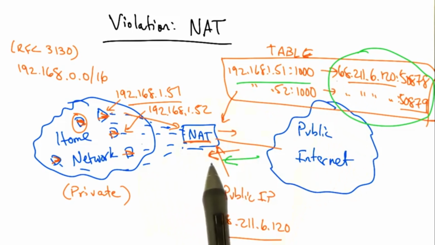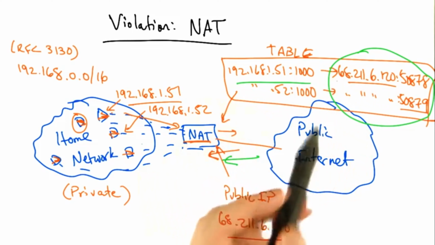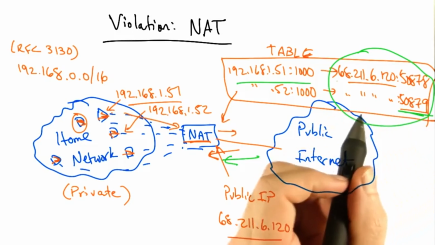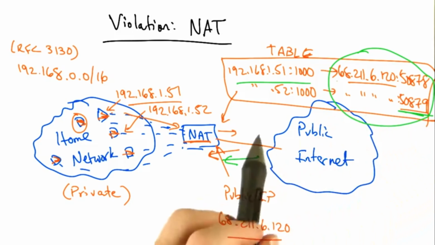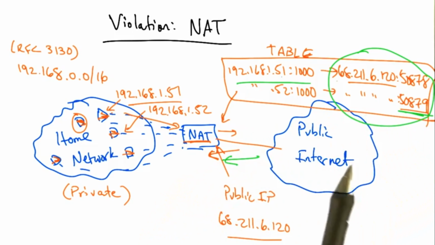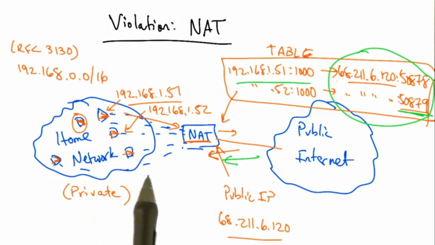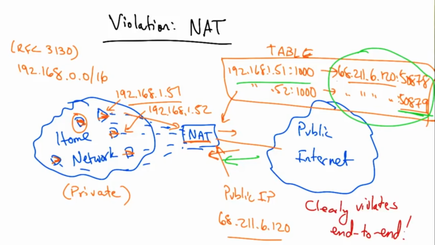For inbound traffic to the home network, the NAT checks the destination port on the packet, and based on the port, it rewrites the destination IP address and port to the private IP address in the table before forwarding the traffic to a local device in the home network. Now, the NAT clearly violates the end-to-end principle because machines behind the NAT are not globally addressable or routable, and other hosts on the public internet cannot initiate inbound connections to these devices behind the NAT.